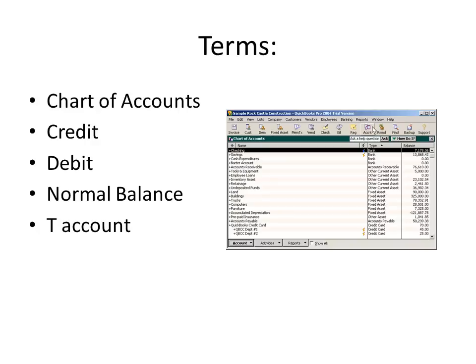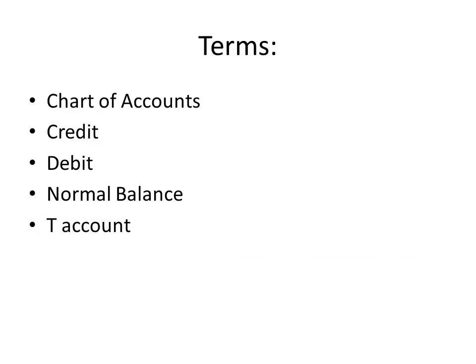Next term is going to be called a credit. That's an amount recorded on the right side of a T account. Debit is the amount recorded on the left side of a T account. Now I know a lot of you might be thinking, wait a second, debit card, credit card, aren't credits good and debits bad? In accounting, credit is not good nor bad. Debit is not good nor bad.